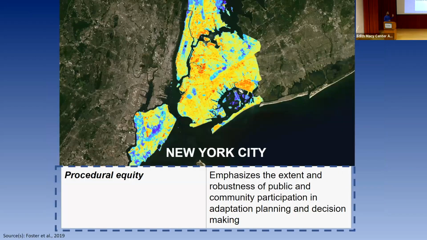The second example I want to give you now is bringing it home to New York City. And again, we're talking about procedural equity. And this is an image using NASA Landsat data to map land surface temperature in New York City. This is using Landsat 8.